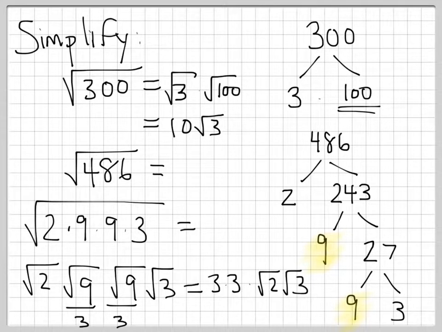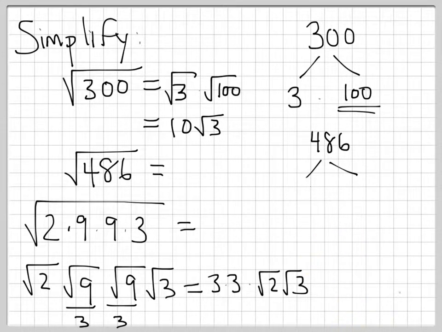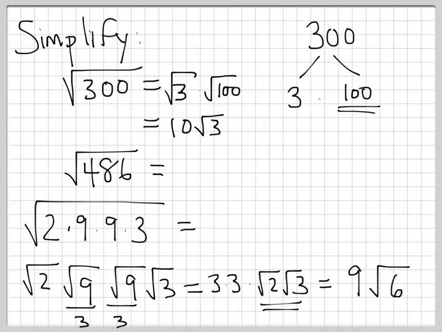Now, let me go ahead, make a little space. Three times 3 is 9, and remember we can recombine these into one radical. 2 times 3 is 6. And so our final answer there is 9 radical 6.